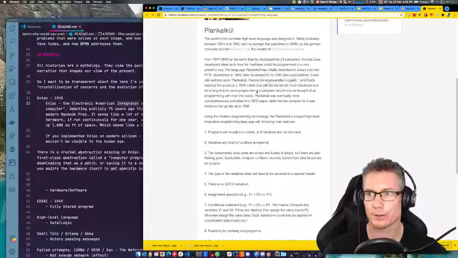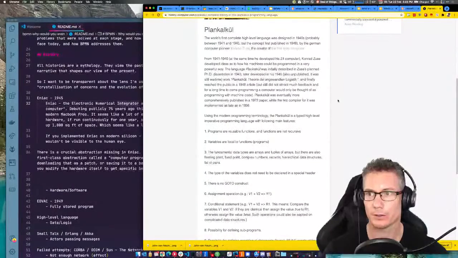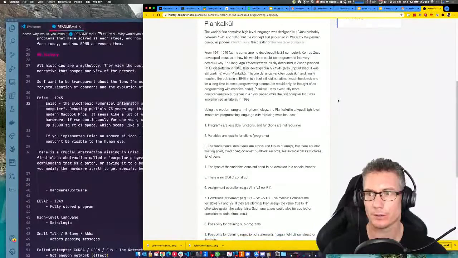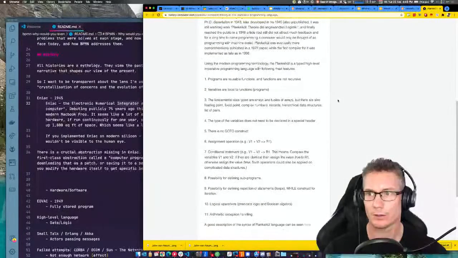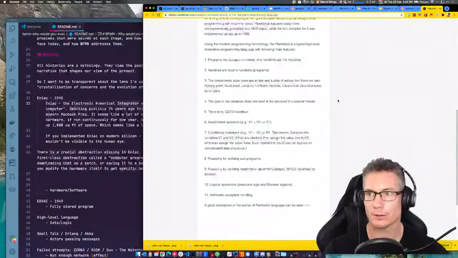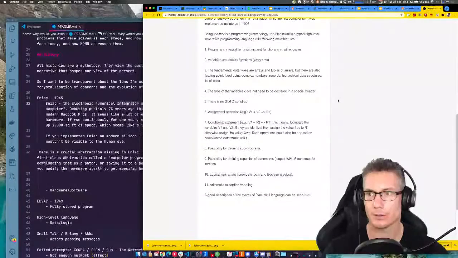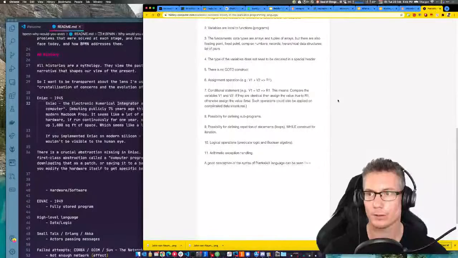For a long time to come, programming a computer would only be thought of as programming with machine code. The first compiler was implemented in '98. Epic. No goto construct. No types, assignments, conditionals. There we go. You got a ternary. So you could do anything with that.